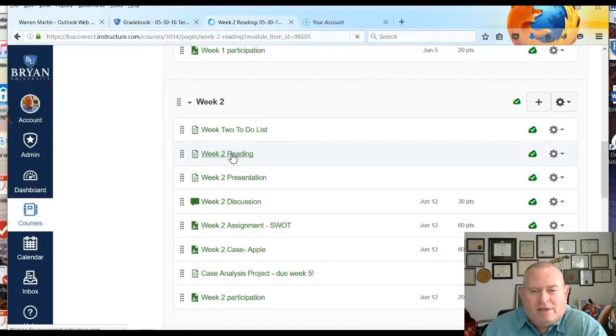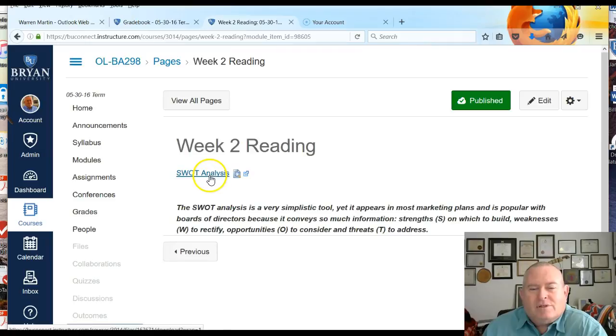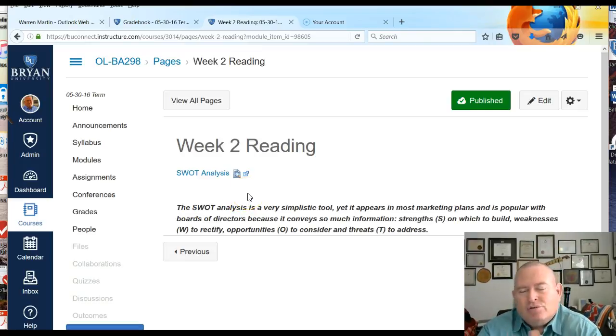You have your reading, and this goes into the SWOT analysis. SWOT analysis is an acronym for strengths, weaknesses, opportunities, and threats. So when you start doing case studies, you're looking at those items for a company or an organization. So that's what it goes into. Those are the things you're looking for. So make sure you read into this.